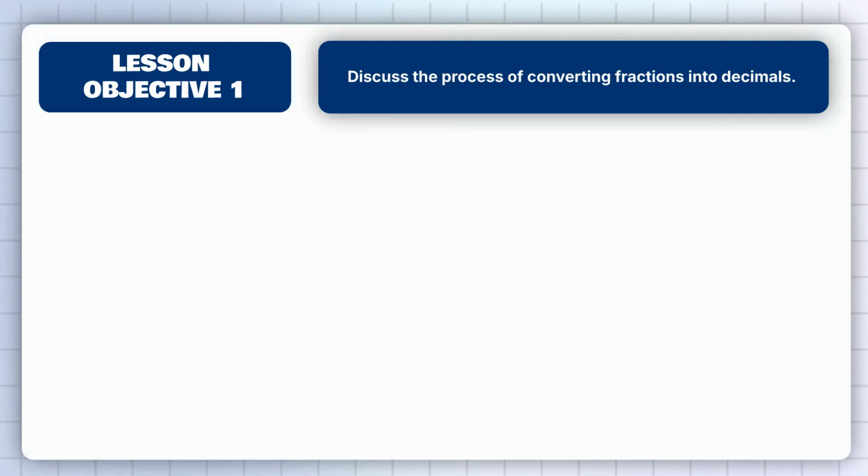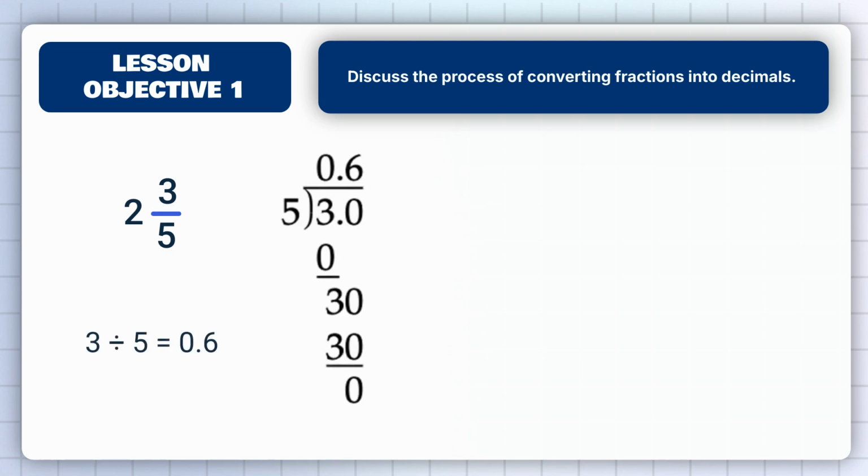We'll convert the mixed number 2 and 3/5 to a decimal. We need to convert the fractional part 3/5 into a decimal, then add that to 2 to give our final answer. Performing division, we get 3 divided by 5 equals 0.6. Combining this with the whole number part, 2, we get 2 3/5 equals 2 plus 0.6 equals 2.6.